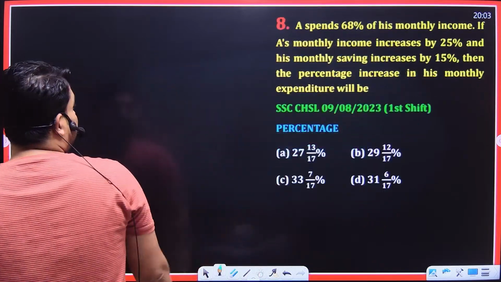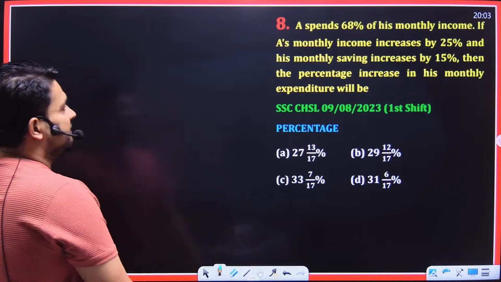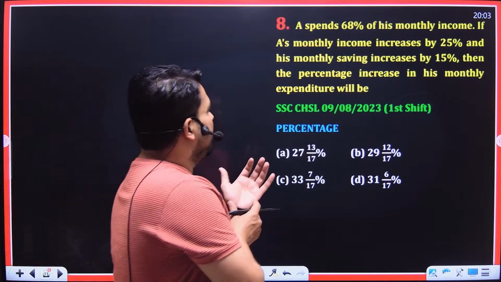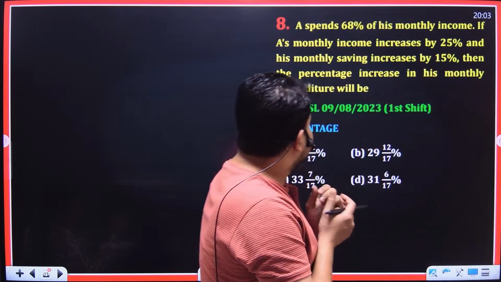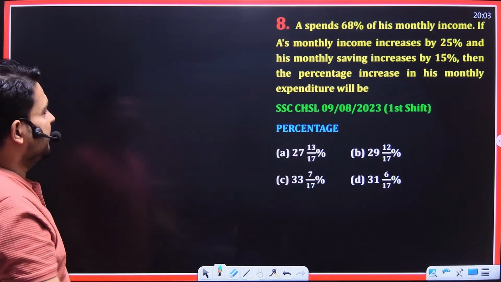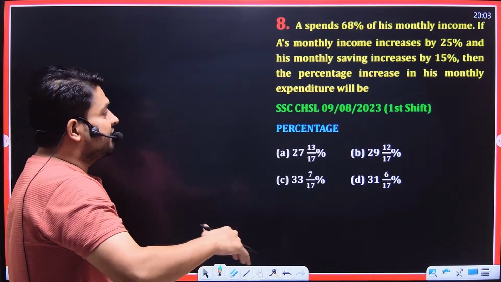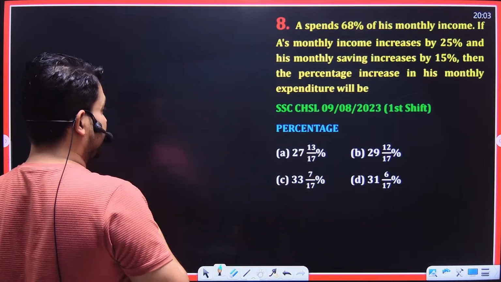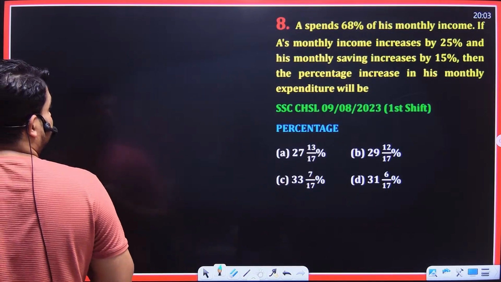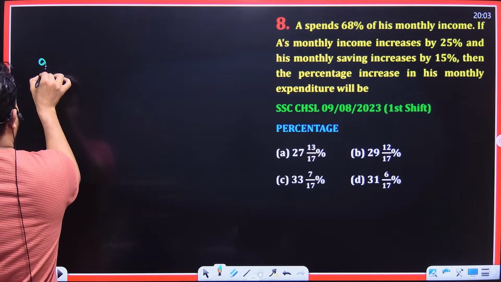Next, A spends 68% of his monthly income. If A's income is increased by 25% and his monthly saving increases by 15%, then the percentage increase in his monthly expenditure will be. We have the income of a person.